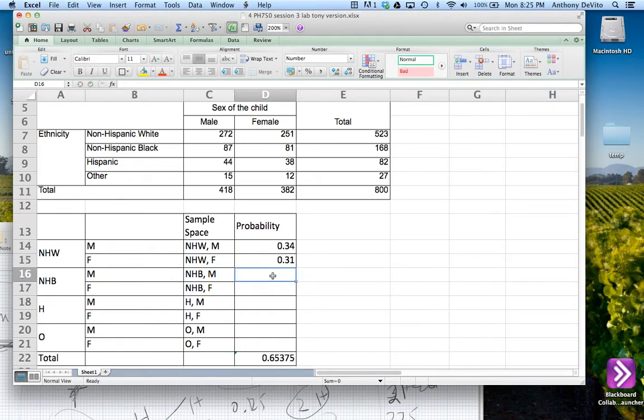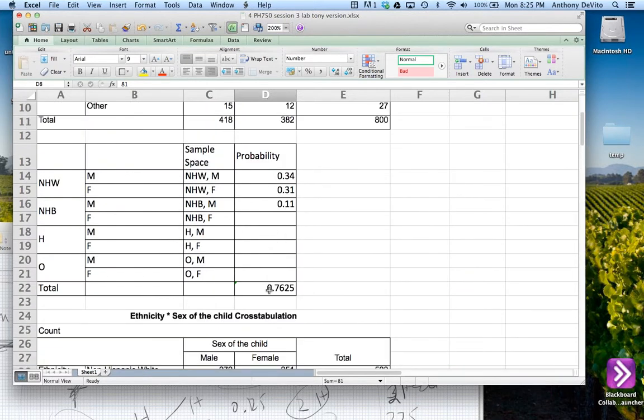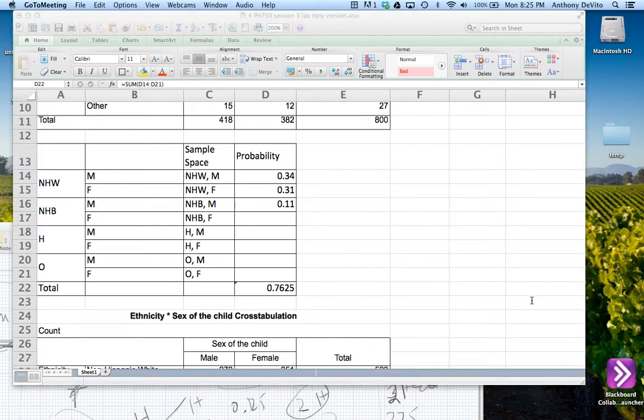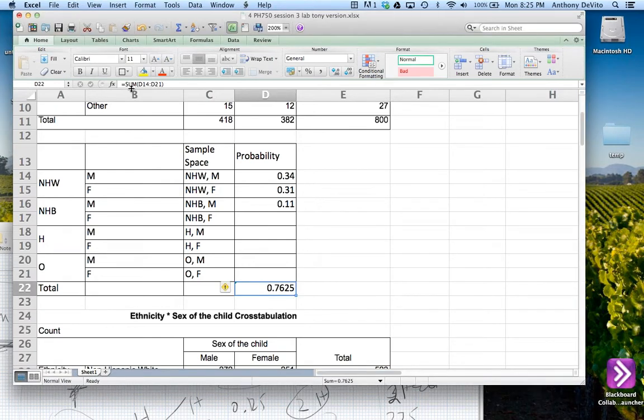Okay, probably a better way to do this is to actually click in. I'm just going to do one more. Non-Hispanic black and male baby is 87 out of 800, and so on and so forth. All of these represent the probability of that specific, individual occurrence. What do you think the total probability is going to be when I add all these probabilities together? I'm going to calculate every possible outcome. It's going to be 1, exactly right. I haven't done it yet, so this box, if we look at this formula, is the sum of all these boxes. So it's filling in and starting to count up, and it'll complete as we finish this up.